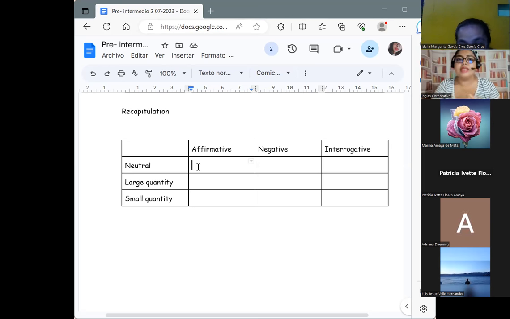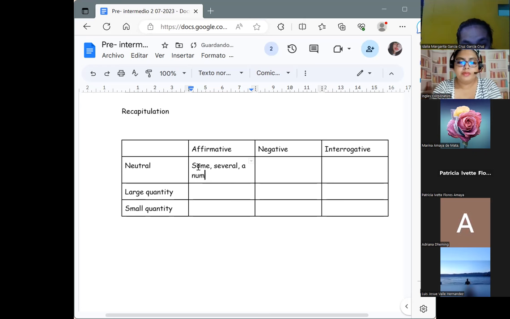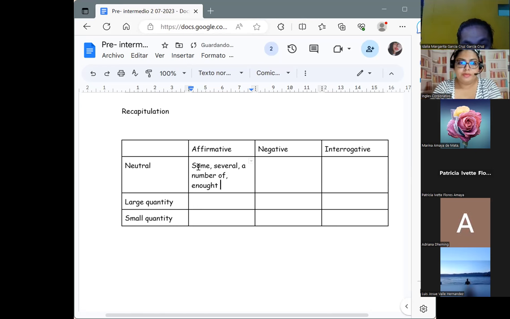So, in this case, with neutral quantifiers, we have the following words. We have some, several, a number of, and enough. For negative statements, we have any, and also enough. For interrogative, we have any, again, and enough, again.